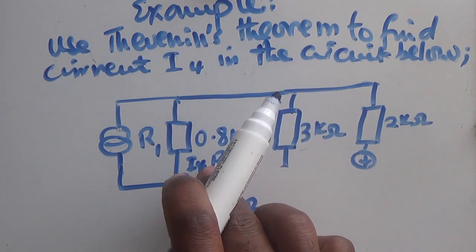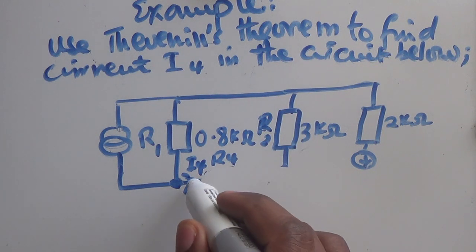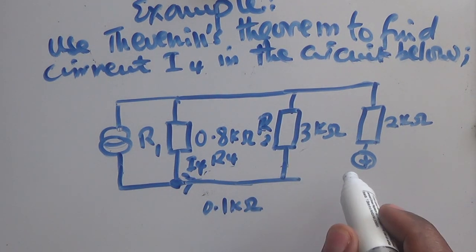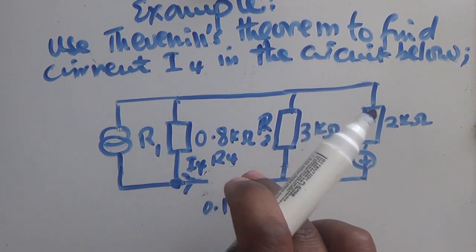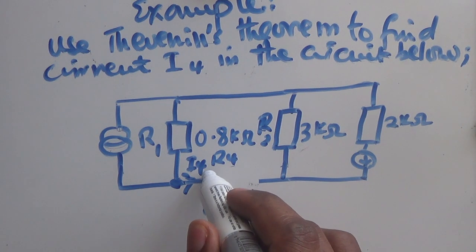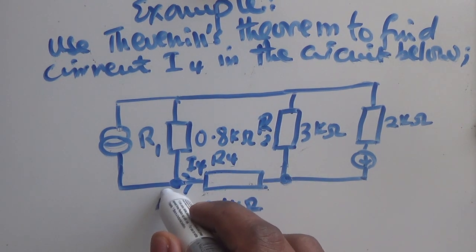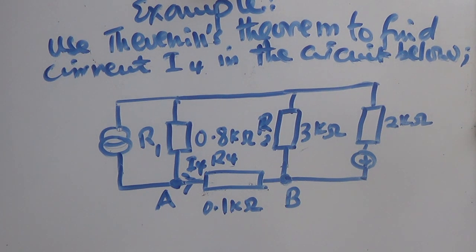I'm going to have to redo this part. So I'll put the resistor here, and these are two points A, B. We are supposed to find the current through here.